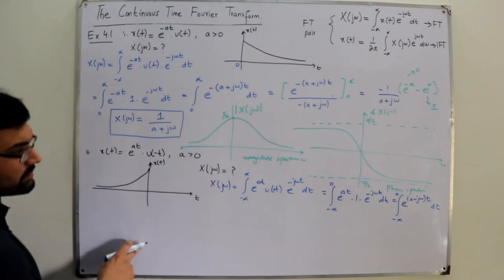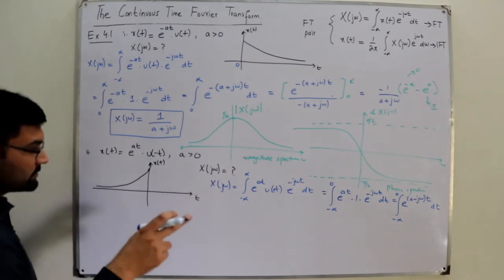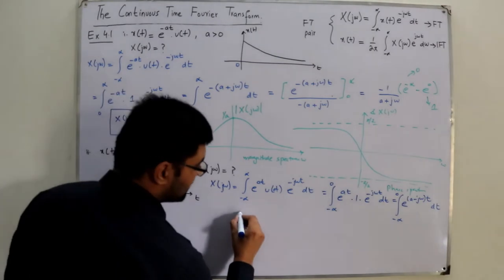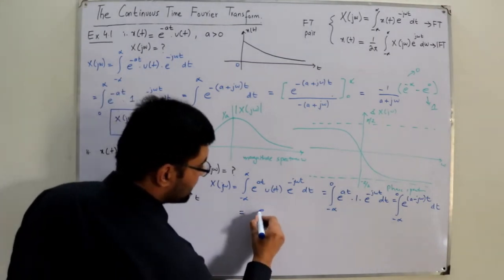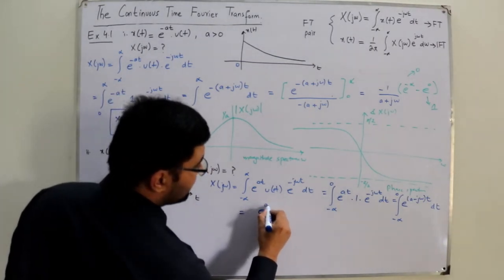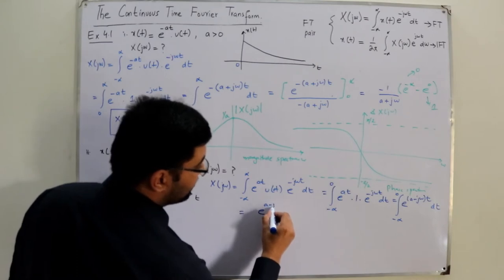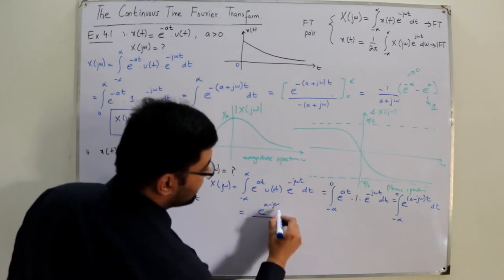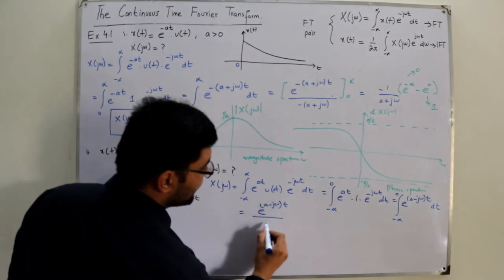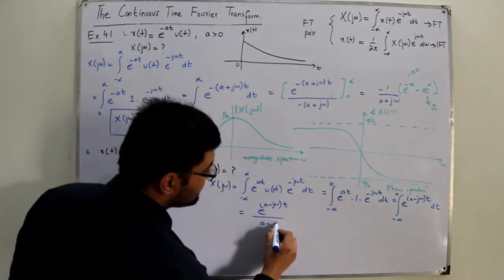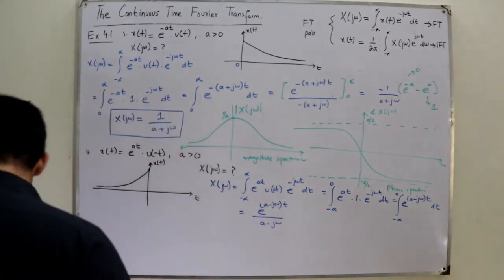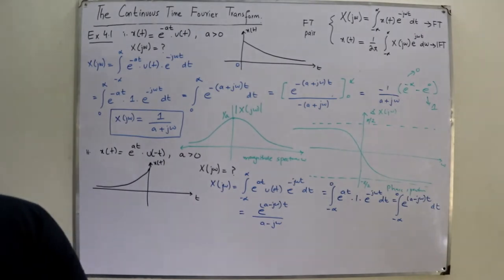Or would you draw the magnitude and phase spectrum yourself? Yes, you do it yourself. So let me write it. This would be an exponential of a minus j omega into t, of course, and this would be divided by a minus j omega, and you have to... where is the red pen there?